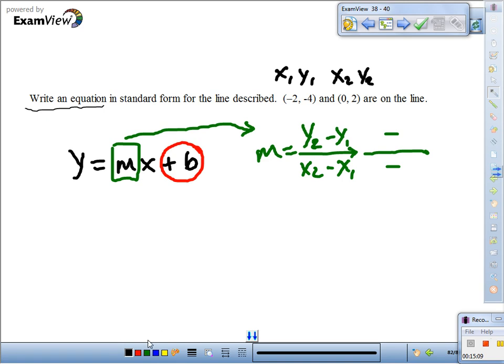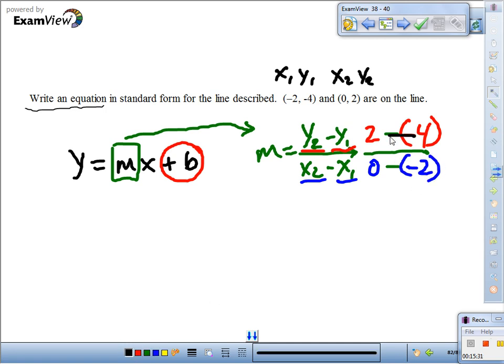Okay, let's substitute values. What is Y sub 2? Y sub 2 is 2. What is Y sub 1? Negative 4. All right. What is X sub 2? X sub 2 is 0. What is X sub 1? Negative 2. And what do we know here?